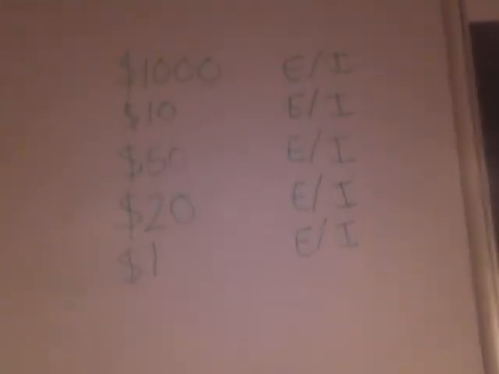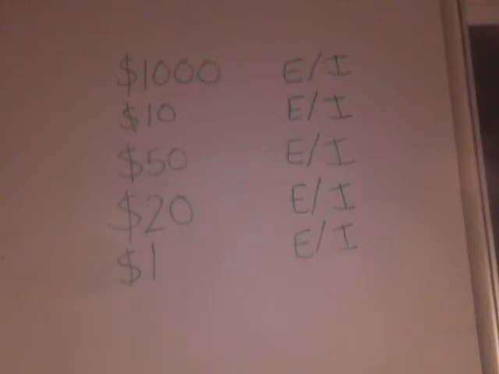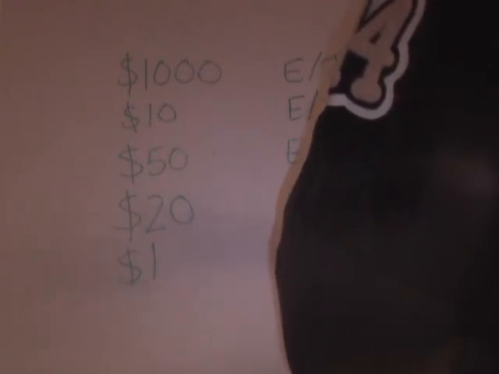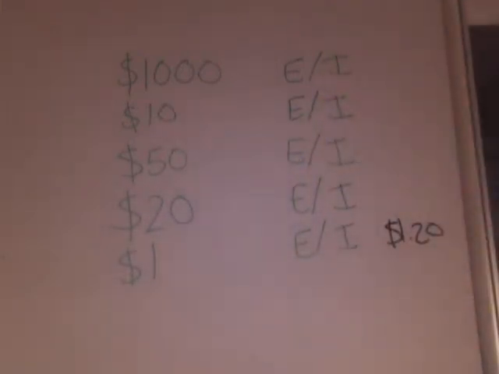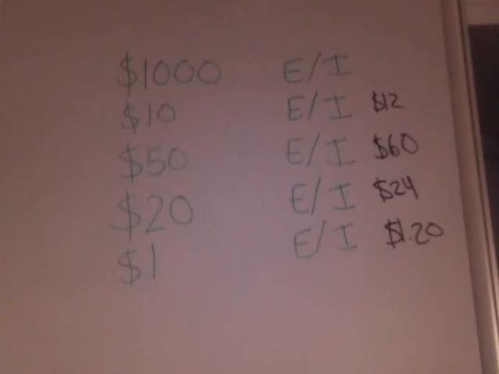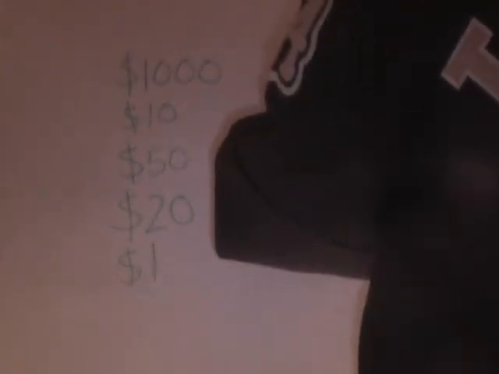I know that it's a bit objective. However, it's really not that difficult, and to make it even easier on you, I'm going to go ahead and give you what the 20% price increase is going to amount to. For $1, a 20% price increase is going to be $1.20. For $20, it is going to be $24. For $50, it is going to be $60. For $10, it is going to be $12. And for $1,000, it is going to be $1,200.